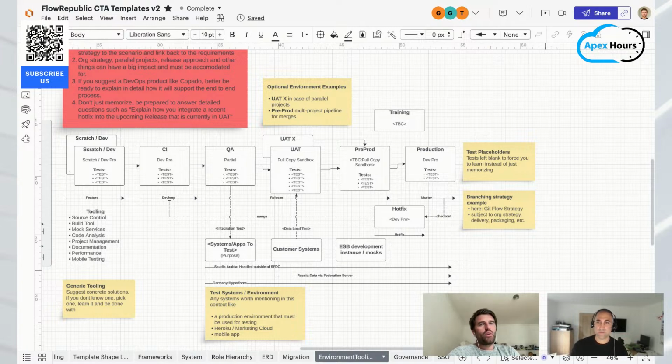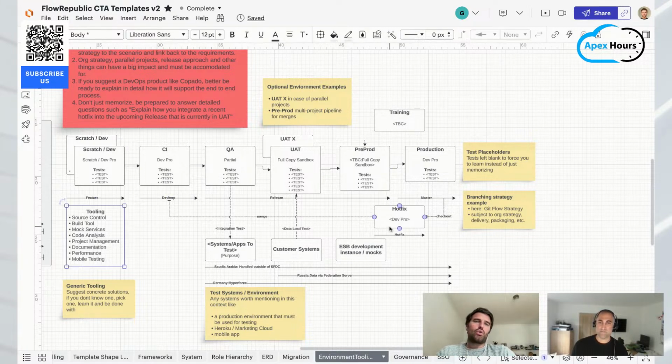What's the branching strategy that Copado will use? How are you actually migrating changes between the different environments? How do you bring hot fixes back into your development stream? Those are the kind of questions that you need to be prepared to answer, regardless of the tool that you're suggesting here. So it's not going to be good enough to just treat this as a black box.